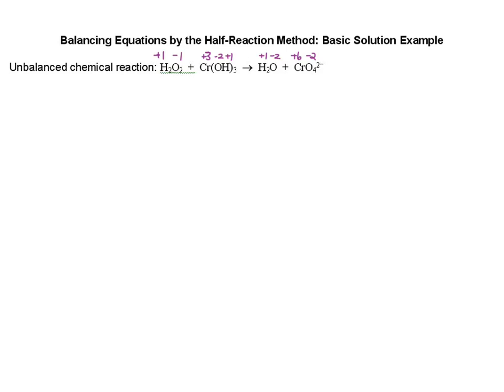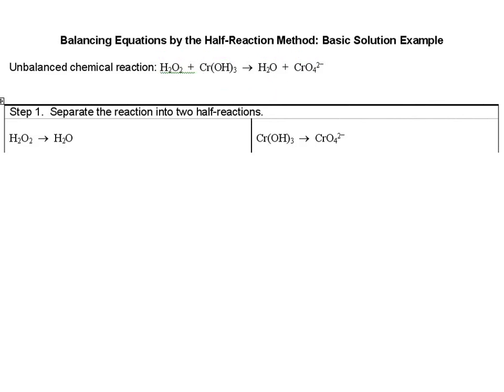So if we pair up what's doing what, it looks like the chromium for sure is being oxidized, going from a +3 to a +6. And in this case, it looks like the oxygen is being reduced. The oxygen in the peroxide is being reduced from a -1 to a -2. And if you're like me, maybe it's the oxygen in the chromate, but we're going to go with that. I think that will work real well.